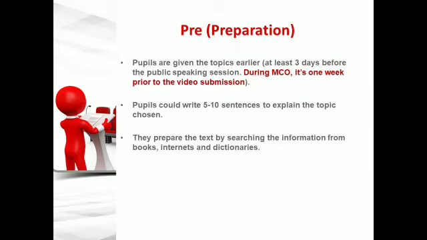Pre means preparation. Pupils are given the topics earlier. During my face-to-face session, at least I'll give them the topic 3 days before the public speaking session. For the extension version during MCO, they were given the topic 1 week prior to the video submission. Since they are primary school kids, 5 sentences are good enough to elaborate about the topic. If the pupils are more advanced, they can write up to 10 sentences or more.